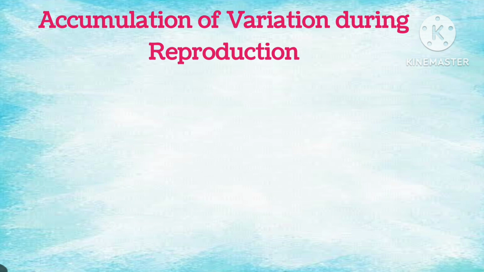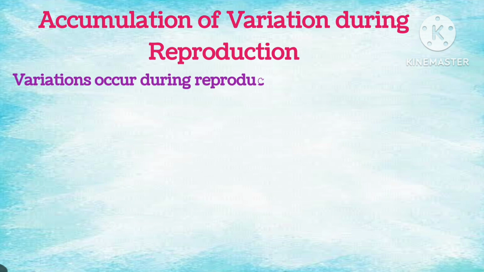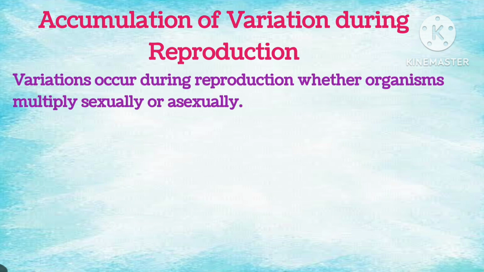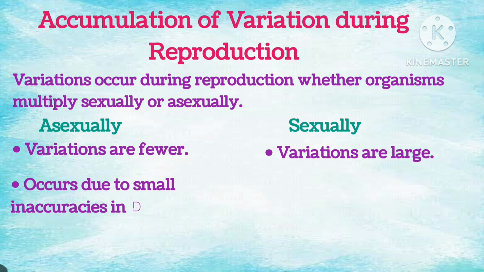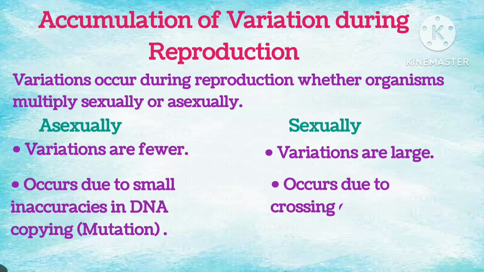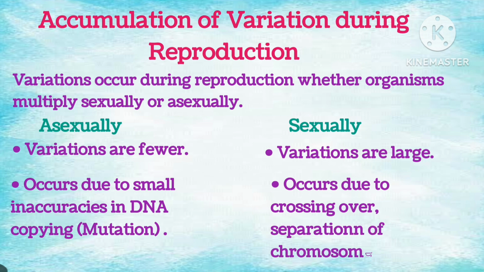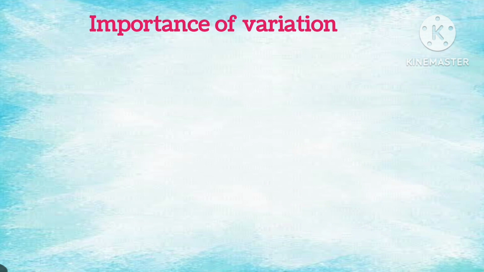Accumulation of variation during reproduction. Variation occurs during reproduction whether the organism multiplies sexually or asexually. In asexual reproduction, variations are fewer, and in sexual reproduction variations are large. In asexual, variations occur due to small inaccuracy of DNA copying, and in sexual they occur due to crossing over or separation of chromosomes or mutation.